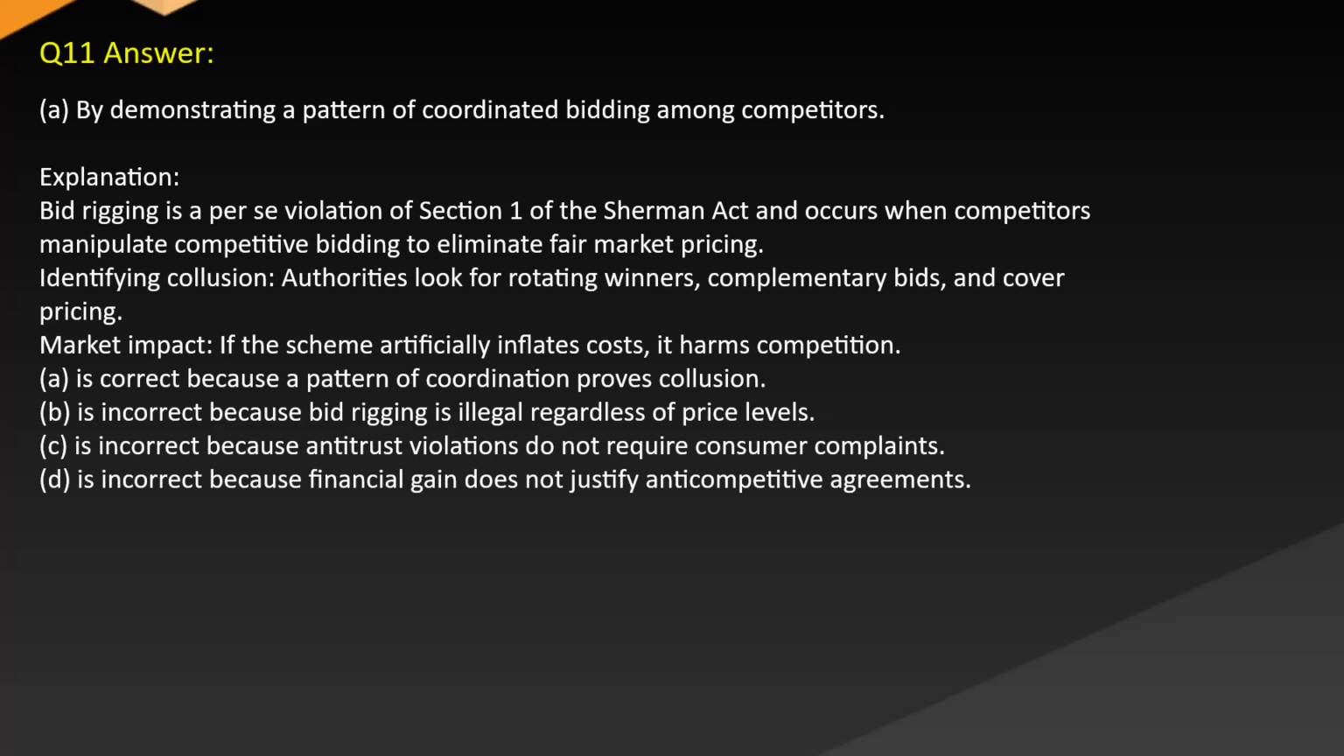A is correct because a pattern of coordination proves collusion. B is incorrect because bid rigging is illegal regardless of price levels. C is incorrect because antitrust violations do not require consumer complaints. D is incorrect because financial gain does not justify anti-competitive agreements.